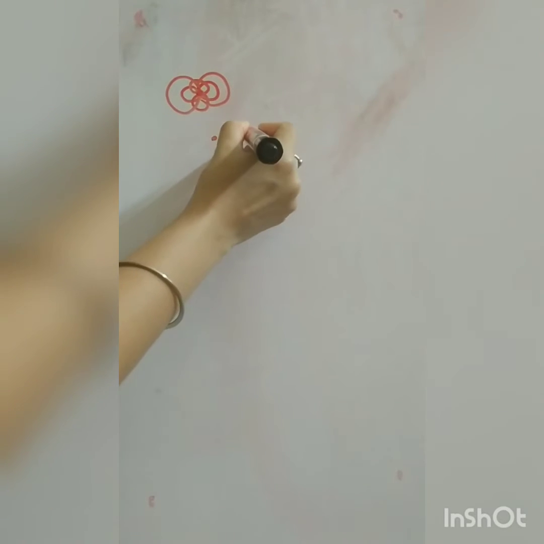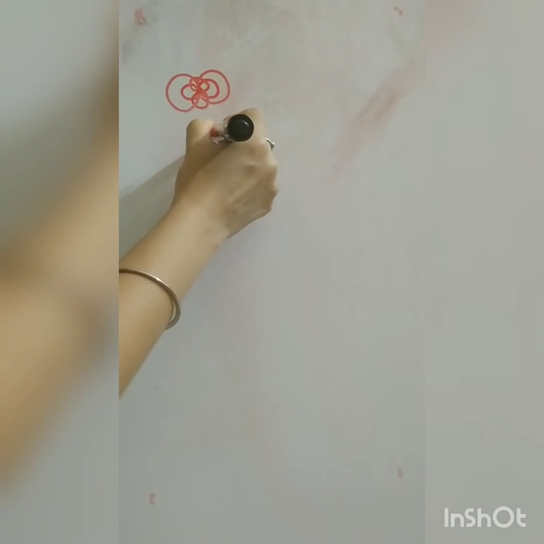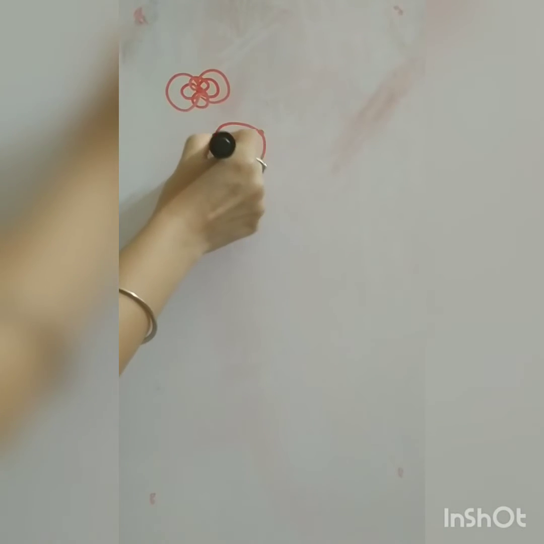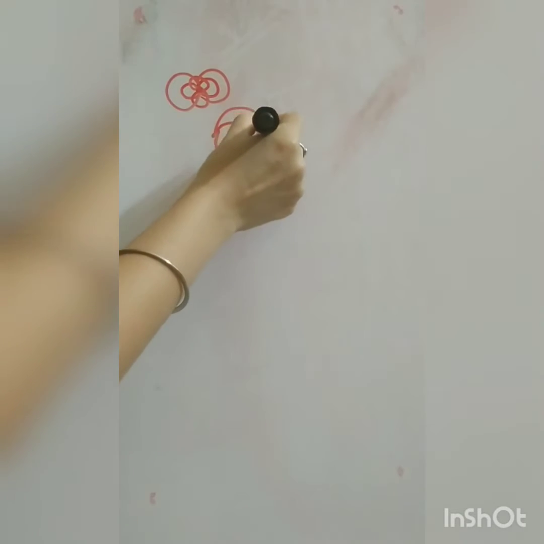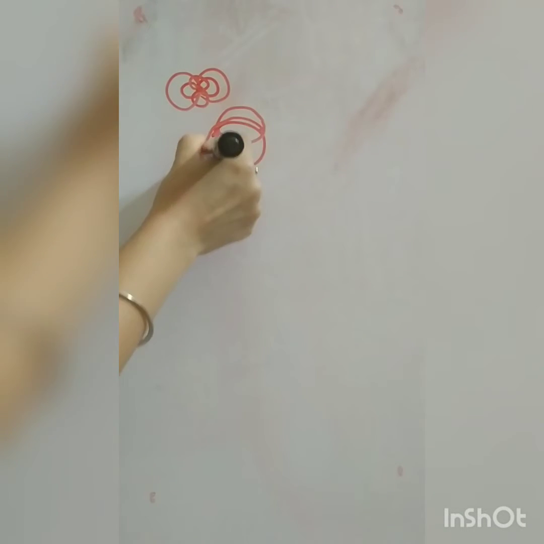Now suppose I have 2 points. Now how many circles can pass through these 2 points? We can have one circle like this, one like this, one like this. So how many circles now? We can have infinite number of circles passing through these 2 points.